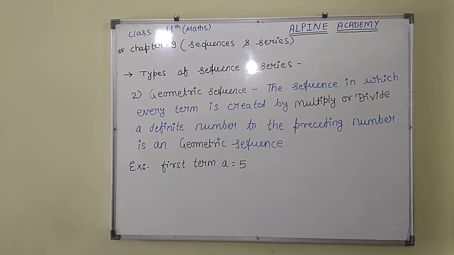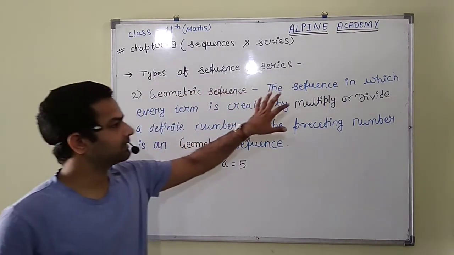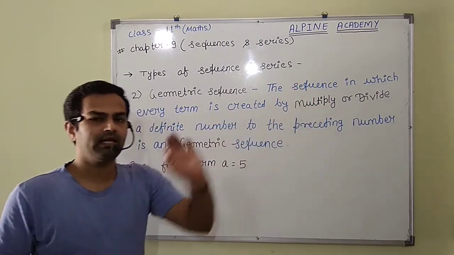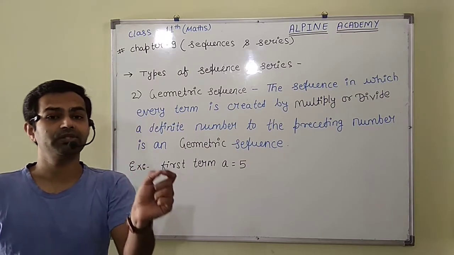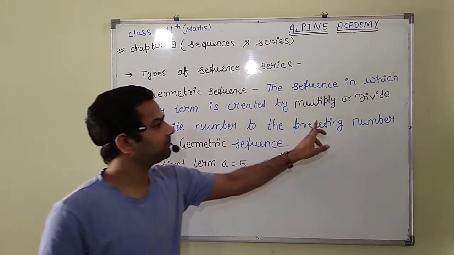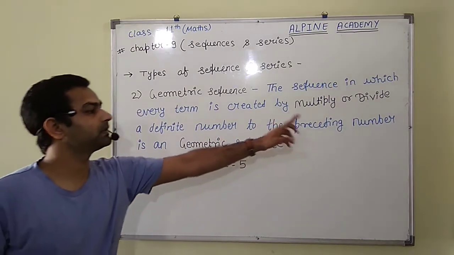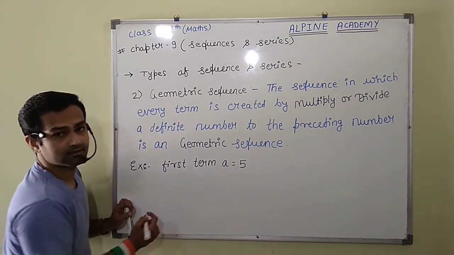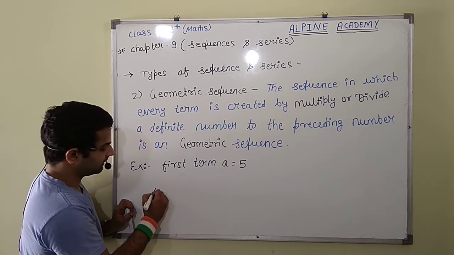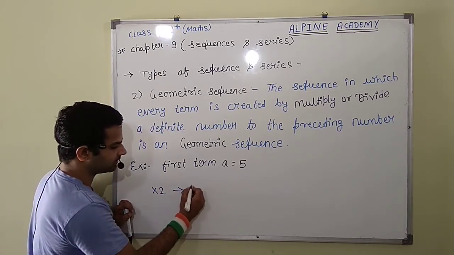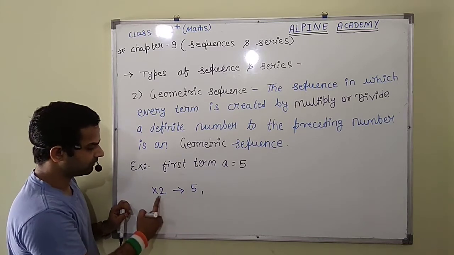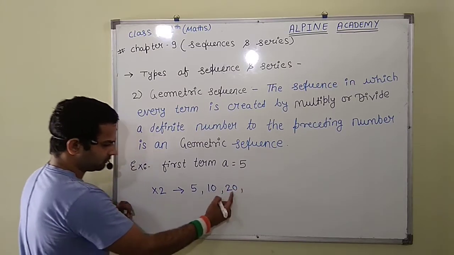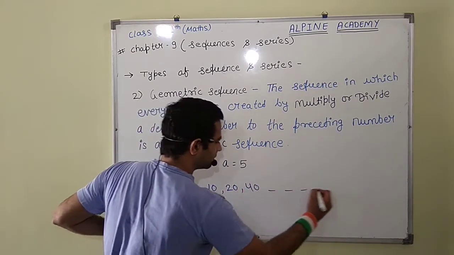Okay, now the second one is geometric sequence. So friends, in a geometric sequence, a sequence in which every term is created by multiplying or dividing. In AP what we do is addition or subtraction. In GP, if we multiply or divide the preceding number by a definite number, then this sequence is called a geometric sequence. Example: the first term is let's say 5 and we are going to multiply by 2. So the first term is 5. What will be the second term? 5 into 2, 10. 10 into 2, 20. 20 into 2, 40, and so on.